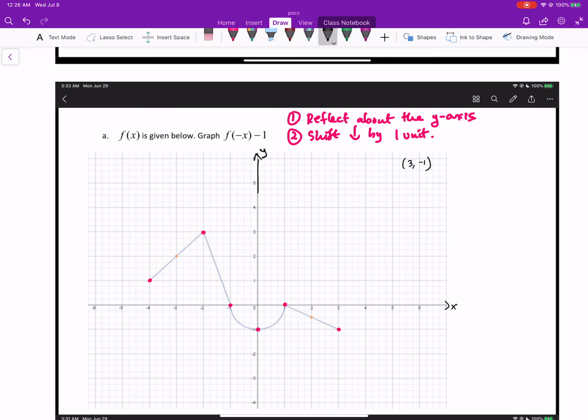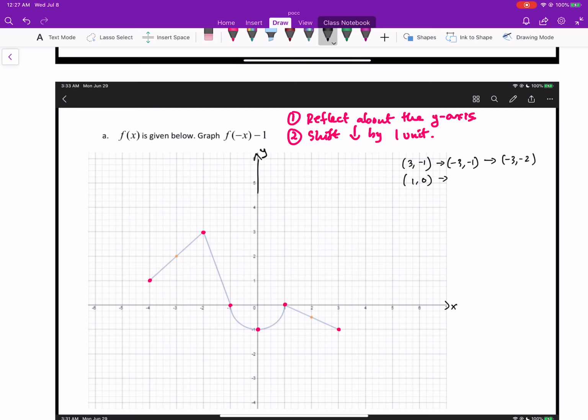All right, so I end up getting negative 3 comma negative 1. And then I'm going to move it down 1 unit, so I end up with negative 3, negative 2. And then I'm going to pick 1 and 0.